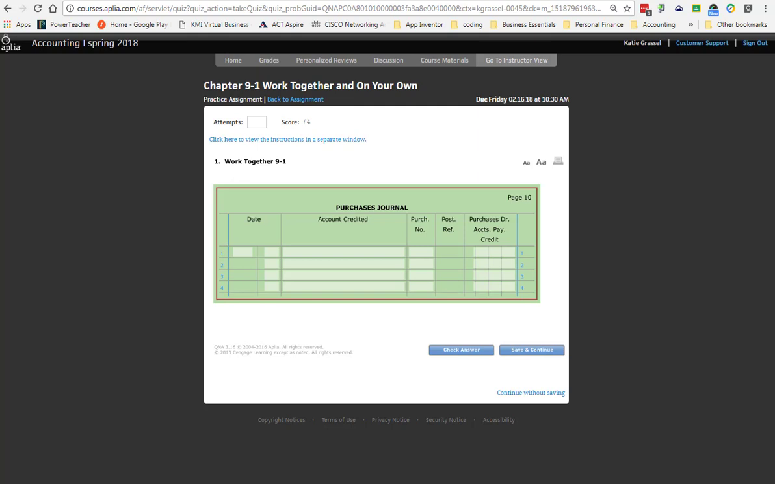But when we look at the heading of this column, there are actually two accounts in here. We have the account purchases as DR, and we remember that DR is the abbreviation for debit. And then it says accounts payable credit. So if I put $1,000 in here, that means I'm debiting purchases and I'm crediting accounts payable. And now this is where it gets even crazier.